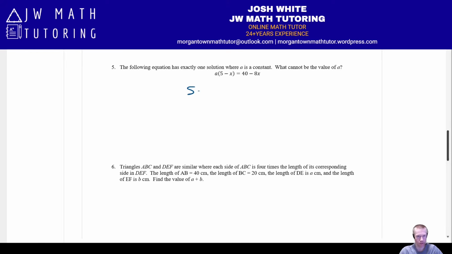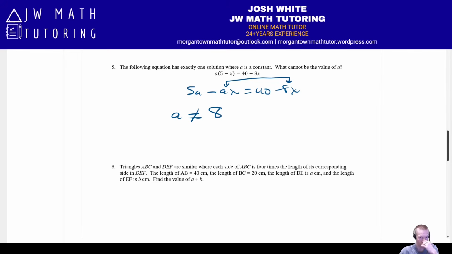So if you multiply out the left side, you get 5a minus ax equals 40 minus 8x. Well, for there to be a solution, the x's cannot cancel out. That means the x terms cannot be the same because they're on opposite sides of the equal sign. Therefore, a cannot equal 8.